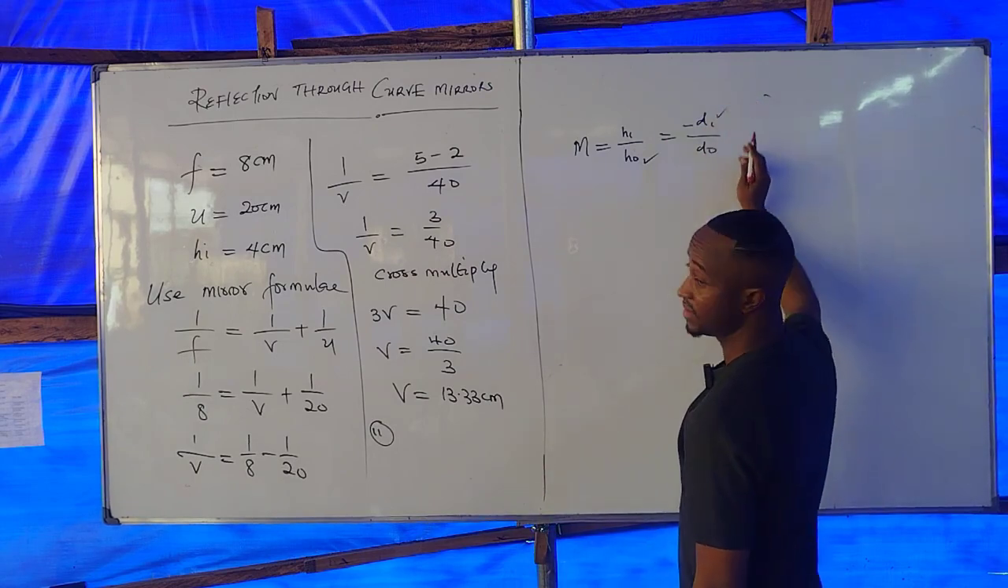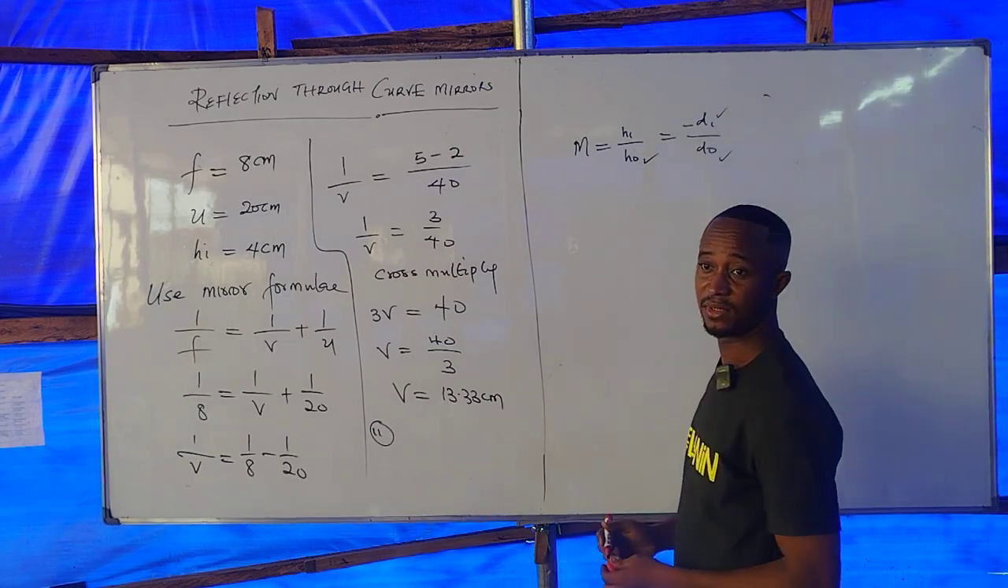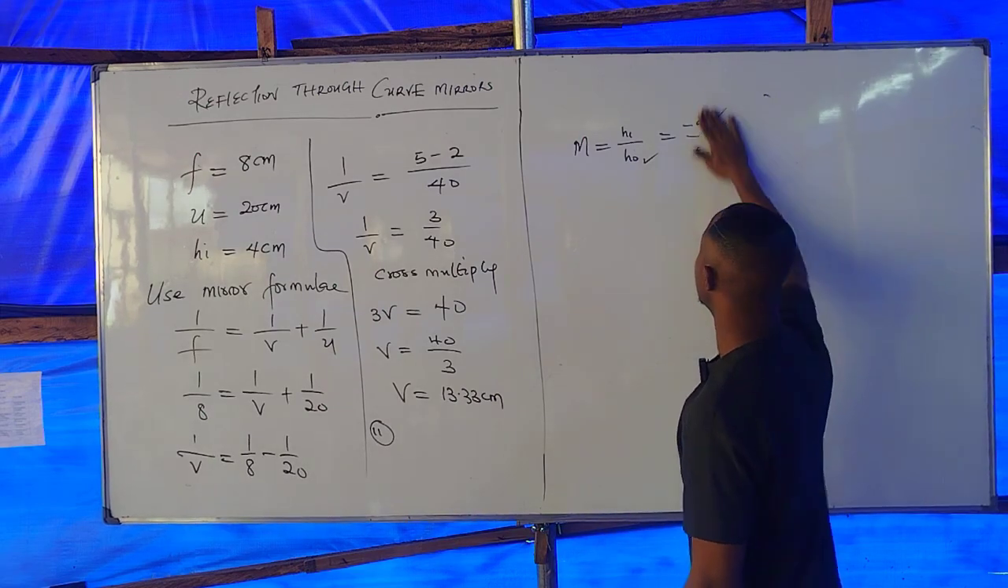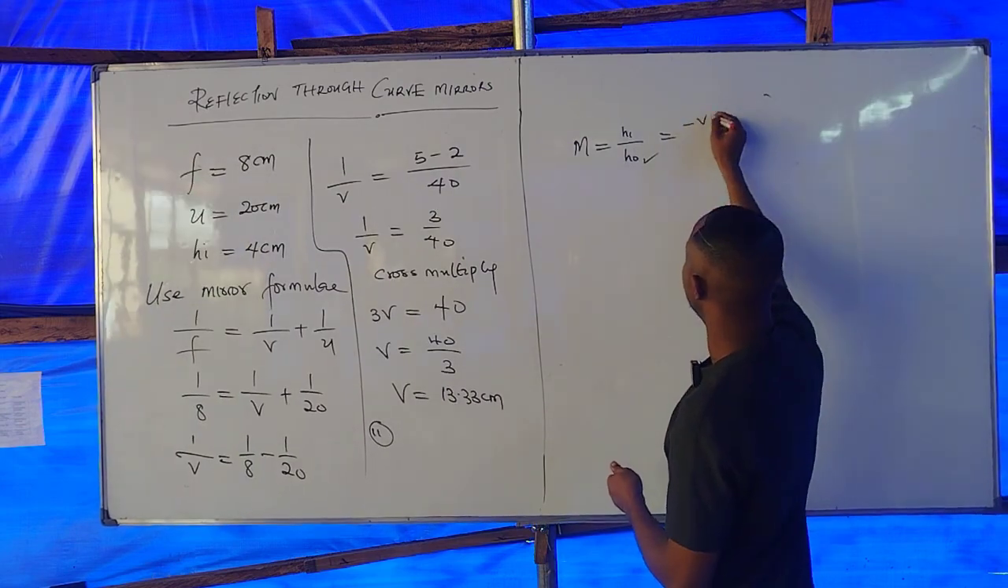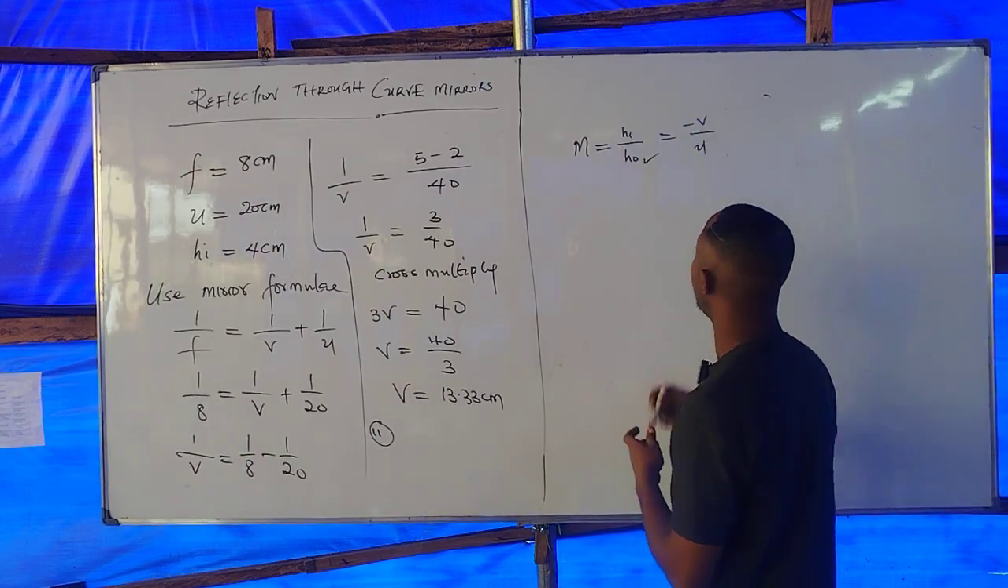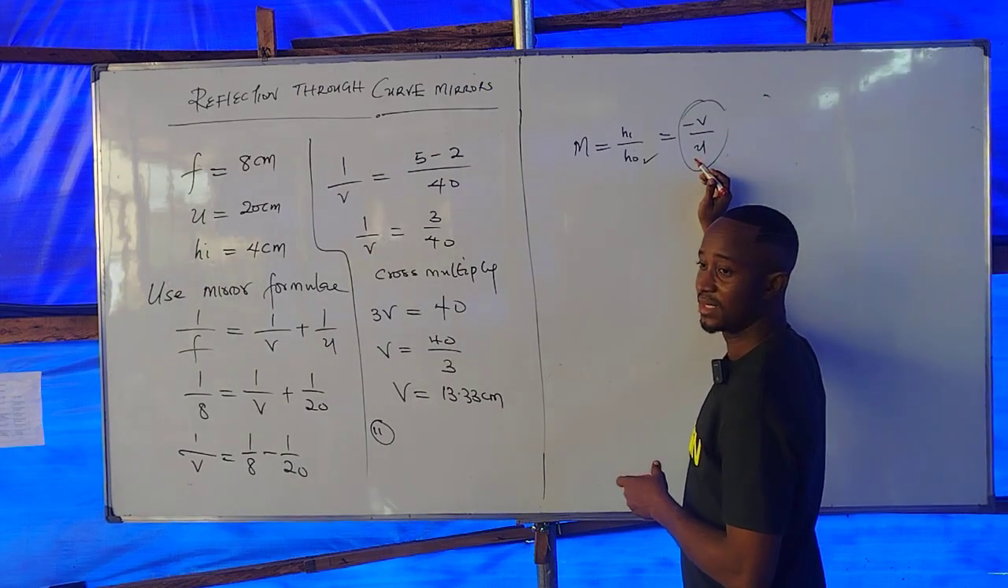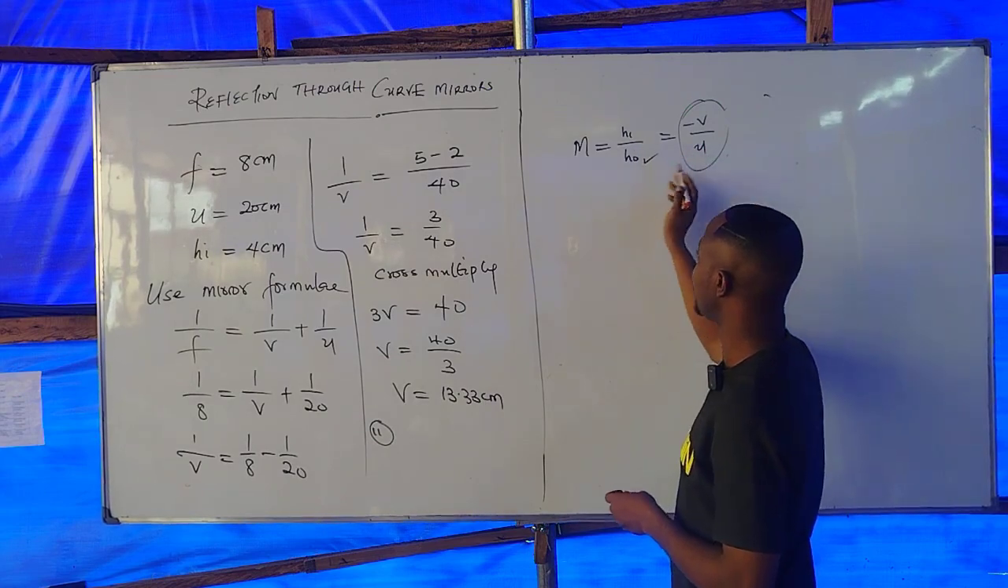We already have this. We also have this, isn't it? Image distance over object distance, or we can say minus V over U. If you get this, it will give us the magnification. So what you do is cross multiply, right?